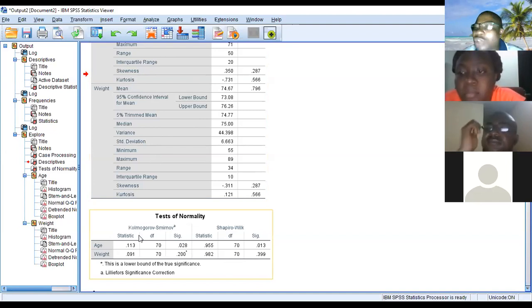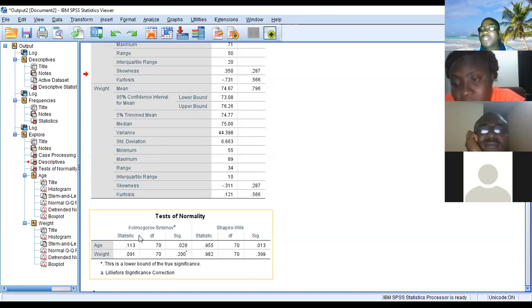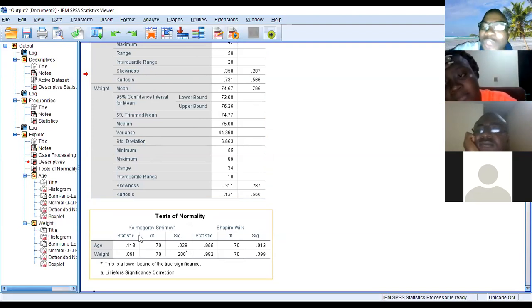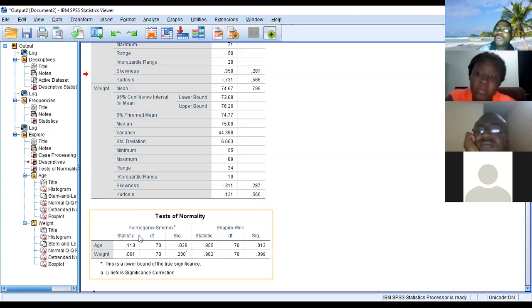Now, what confidence interval does is that now that I've calculated the mean weight to be 74.67, I know that since I did not take the whole population, that value is not the parameter. You understand? It's not the mean weight in the population. It's just the mean weight in my sample. You understand? It's an estimate. It's called a point estimate because it's only one.